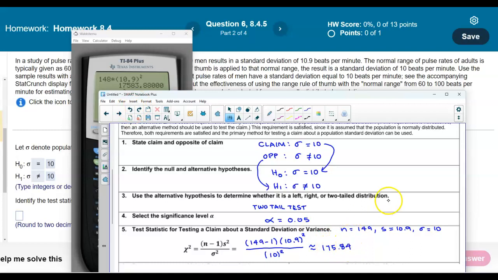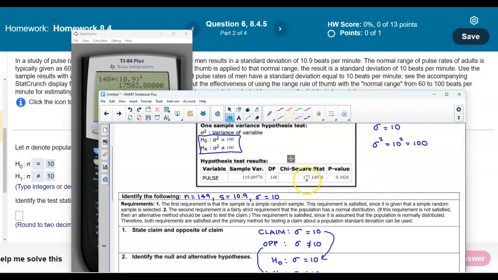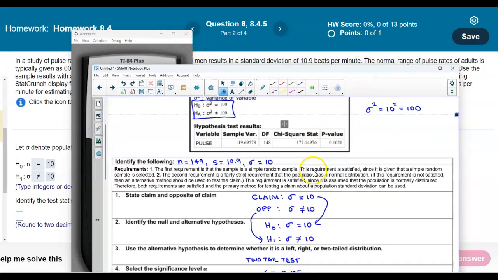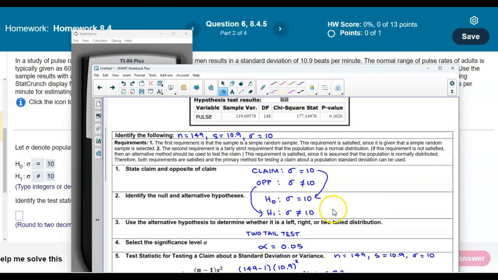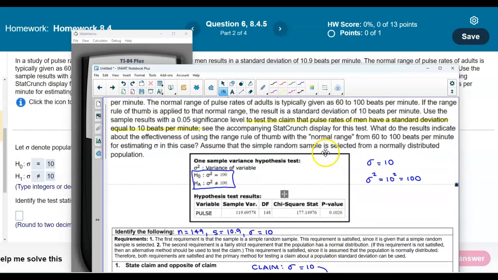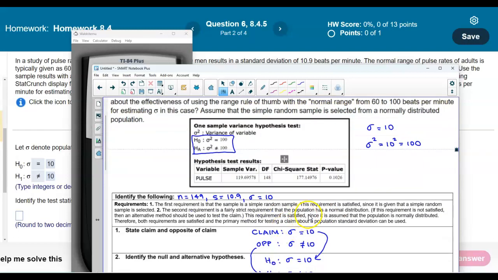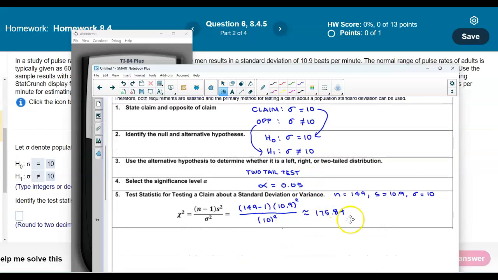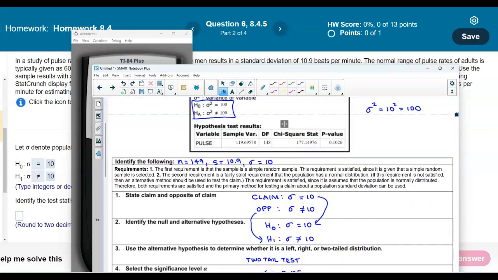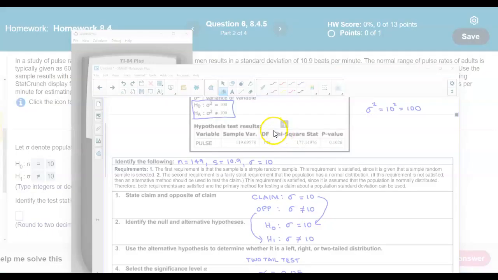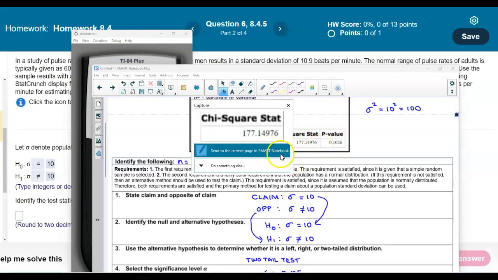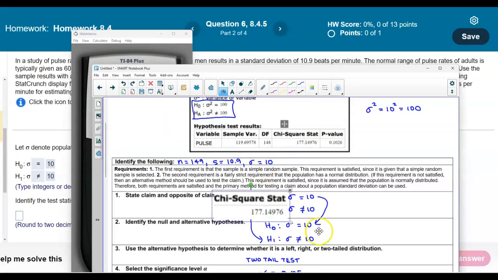175.84. Let's check with our value up here. So we get 177.14. Now, if you look at our display, the reason why our number is just going to be slightly off is because they rounded the sample standard deviation. So what we're going to do is use the chi-squared test statistic that we get from the display, even though it's just slightly off from what our calculation is.